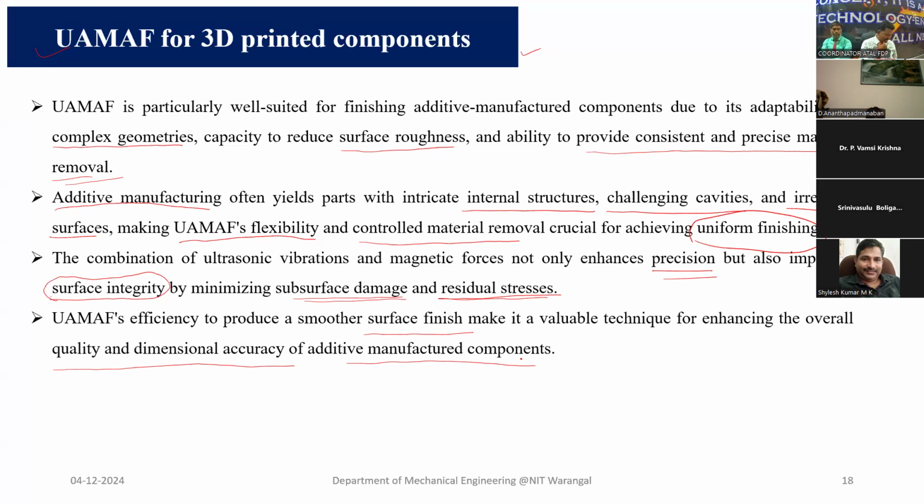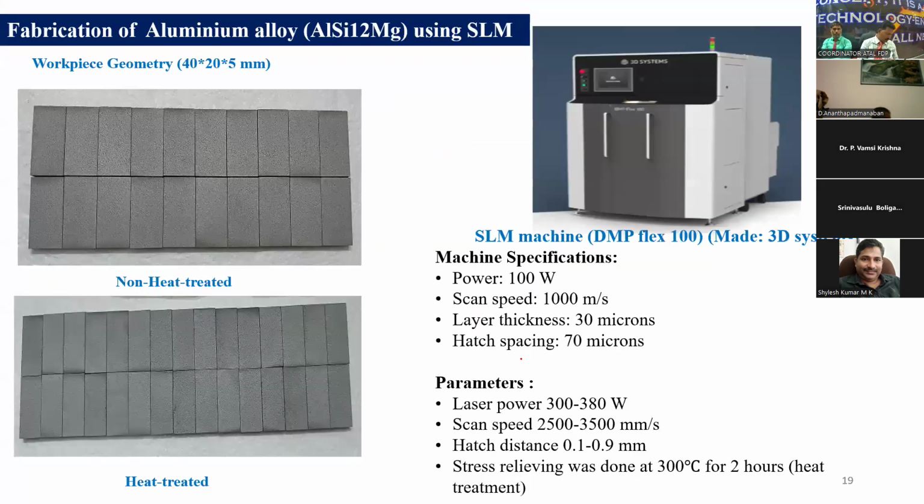Of course, these are suitable for other components also, but 3D printed components require it more. So this is one case study. Normally this is AlSi12Mg material, printed by the SLM process. So this is the SLM machine, right? These are the machine specifications and these are the parameters.